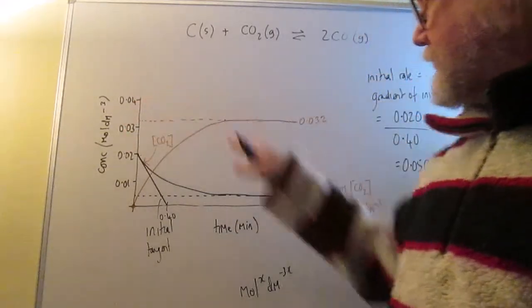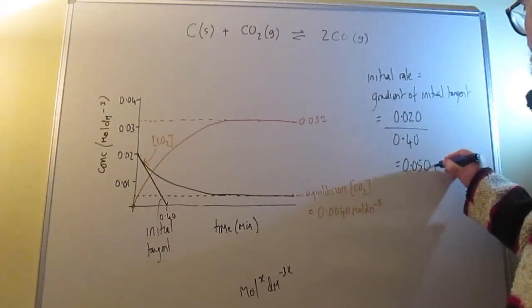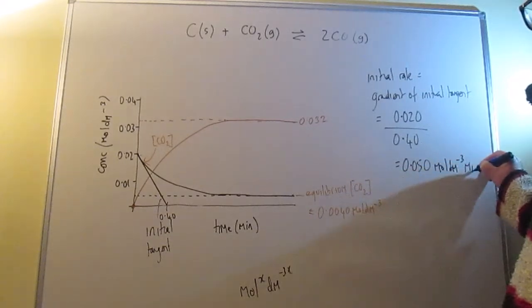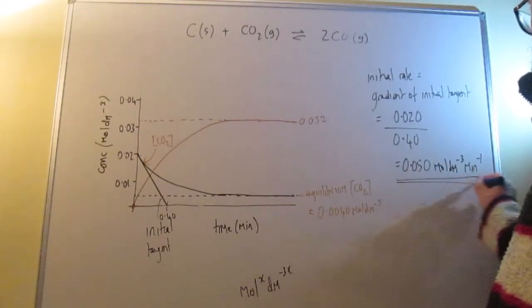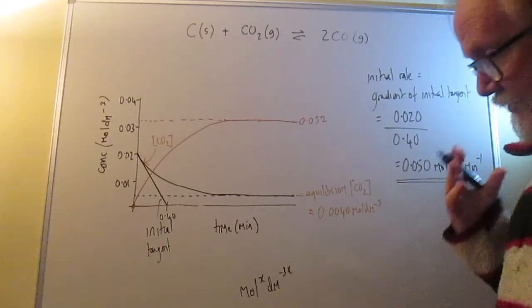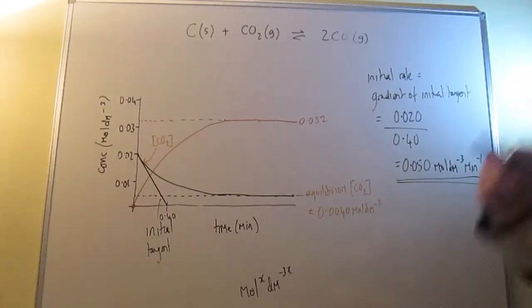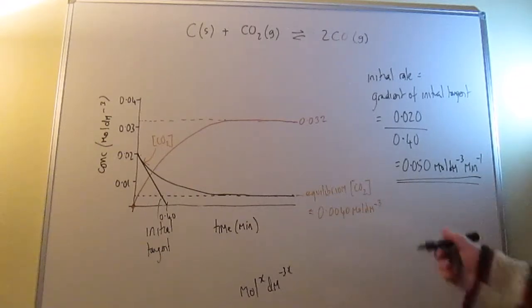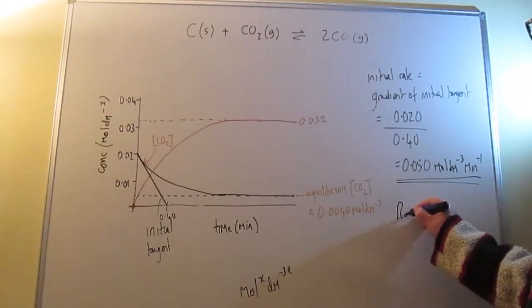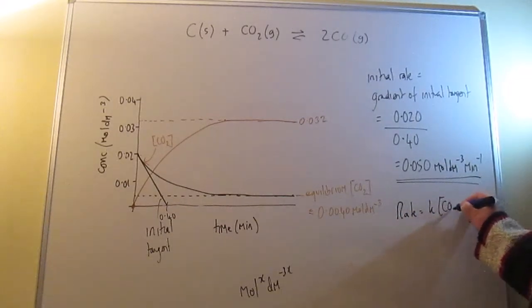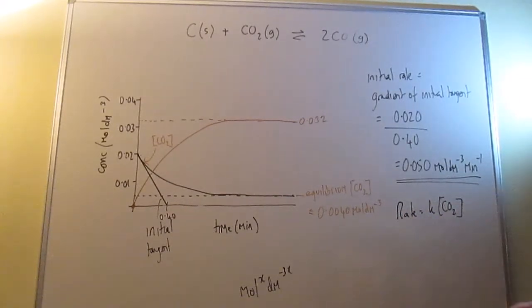So it's moles per dm cubed per minute is the number. So moles per dm cubed per minute is the unit of the rate there. Then in the second bit, it says, well, what's the rate constant for the reaction? And it's given you the rate equation. It's told you that rate is equal to K times the concentration of CO2 for the forward reaction.